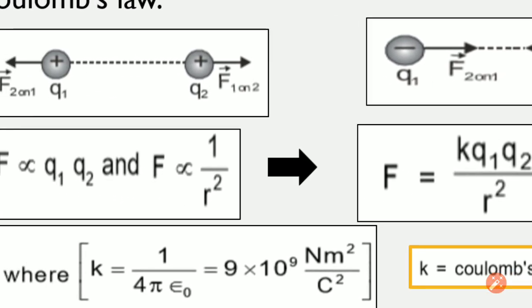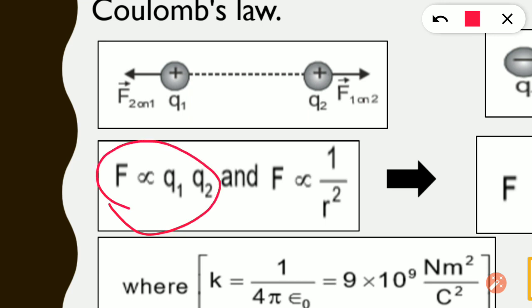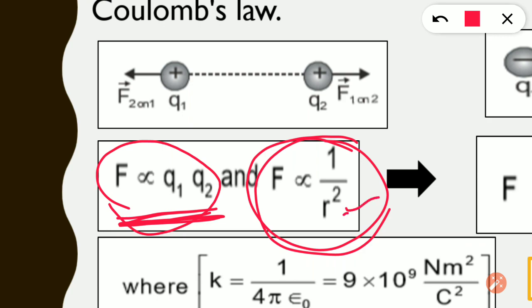Now, according to Coulomb, the force is directly proportional to the product of charges. We have named the charges Q1 and Q2. The force of attraction or repulsion between the charges is directly proportional to the product of their charges. So F is proportional to Q1 Q2, and the statement has a second part that says the electrostatic force of repulsion or attraction is inversely proportional to the square of the distance between them. This second part is also called the inverse square law.